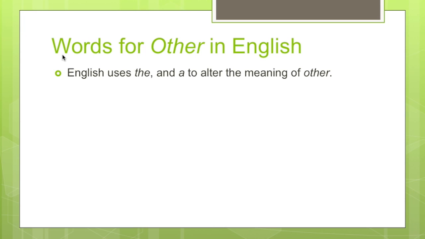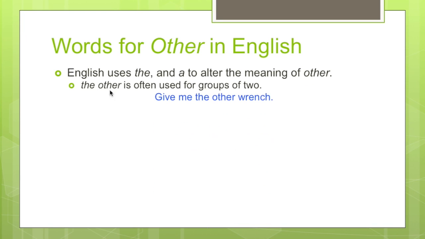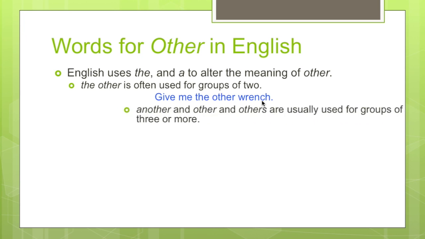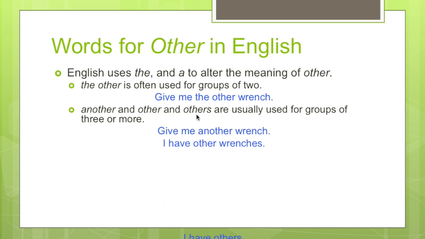Let's talk for a moment about words for other in English. English uses the and an to alter the meaning of other. The other, for instance, other with the word the, is often used for groups of two. If I say give me the other wrench, the implication is probably that there are two wrenches and I want the other of two. Another and other and others, using the word an at the beginning of other or nothing at all, are usually used for groups of three or more.